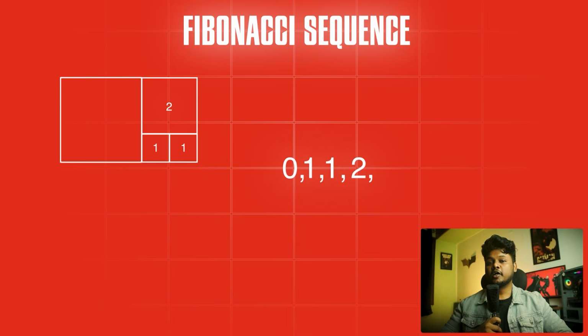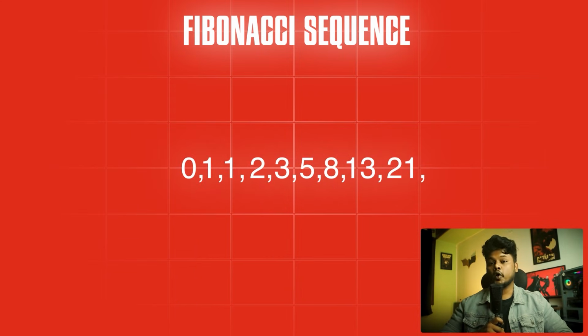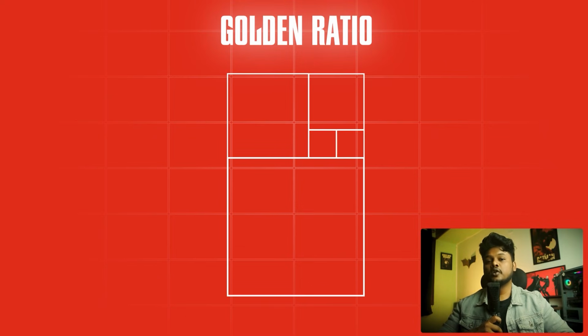2 and 1, it becomes 3. By adding 3 and 2, it's 5. And 5 and 3, it's 8. Like this, it keeps going on. This is how to create Fibonacci sequence. Alright then, now let's finish the golden ratio.